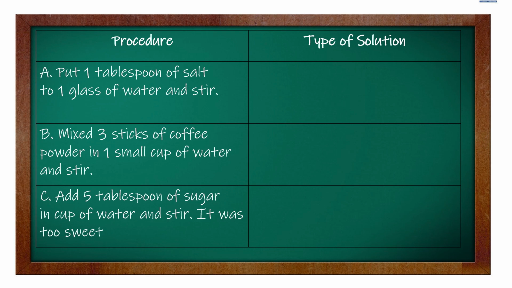Now let's check your answer. What type of solution is solution A? If your answer is unsaturated, you are correct. How about solution B? If your answer is saturated, you got it right. How about solution C? If your answer is supersaturated, awesome!